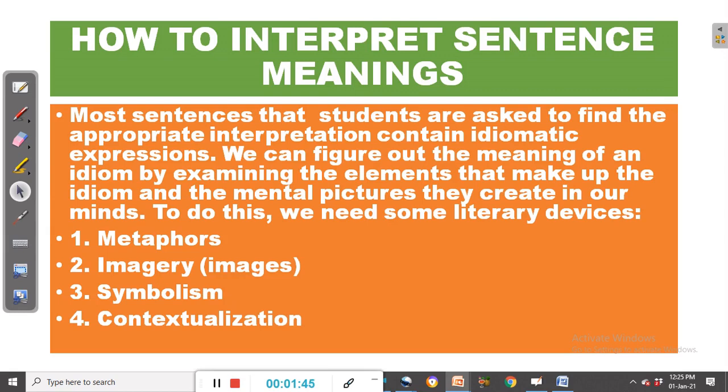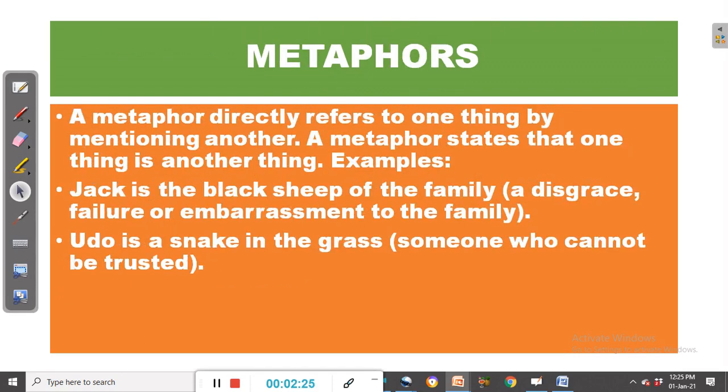Most sentences that students are asked to find appropriate interpretation contain idiomatic expressions. All right? We can figure out the meaning of an idiom by examining the elements that make up the idiom and the mental pictures they create in our minds. To do this, we need some literary devices. And these are metaphors, imagery or images, symbolism, and contextualization. Let's look at how we can use these devices to facilitate our understanding of a sentence meaning.